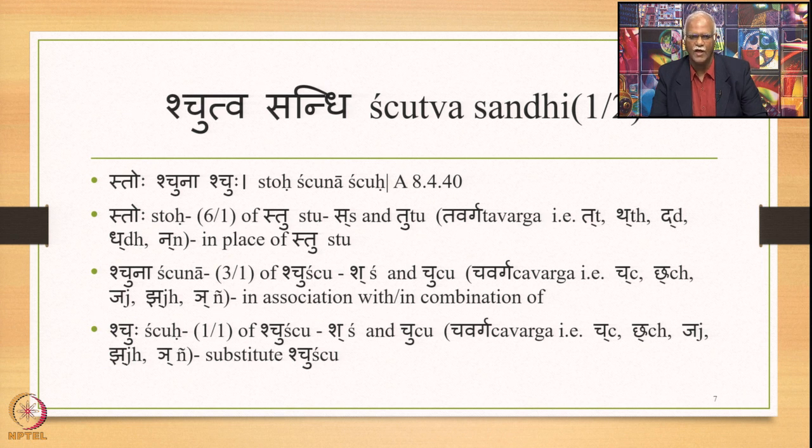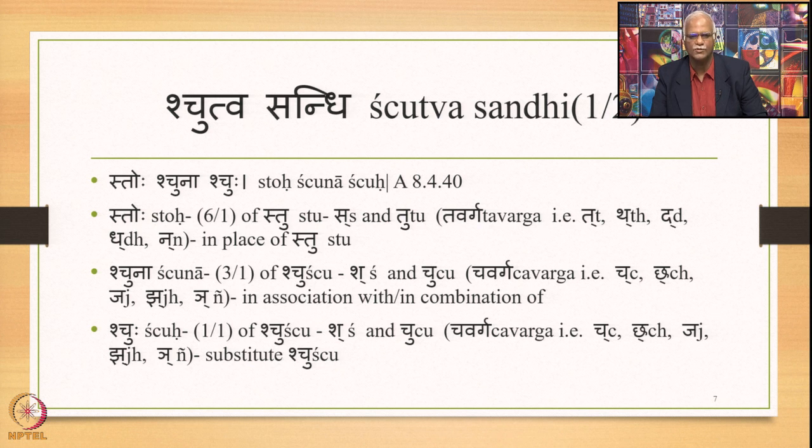Stoścunāścuḥ has got three words. Stoḥ, which is 6/1 of stu. Stu is made up of sa and tu. Tu stands for tavarga. Tavarga means the five consonants, ta, tha, da, dha, na. So stoḥ, 6/1, means in place of stu.